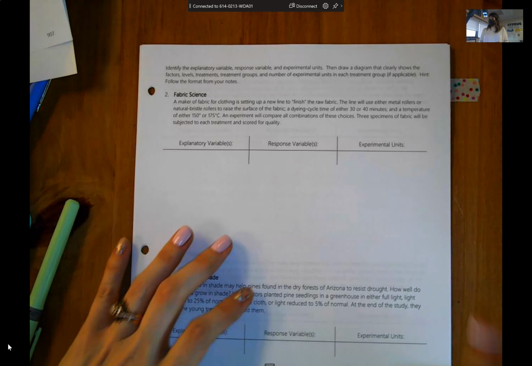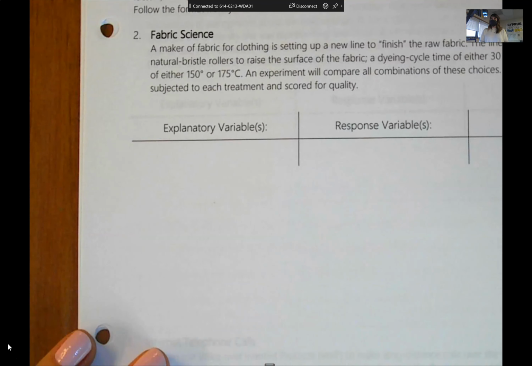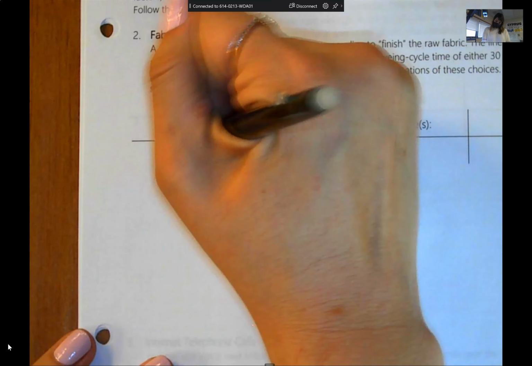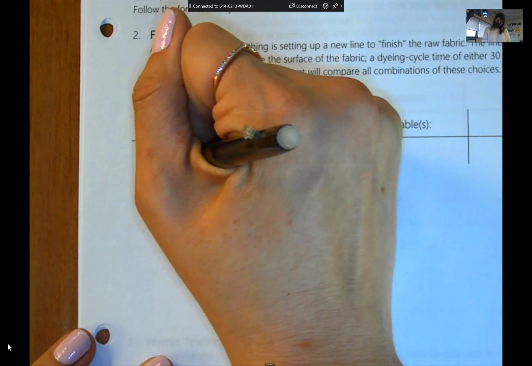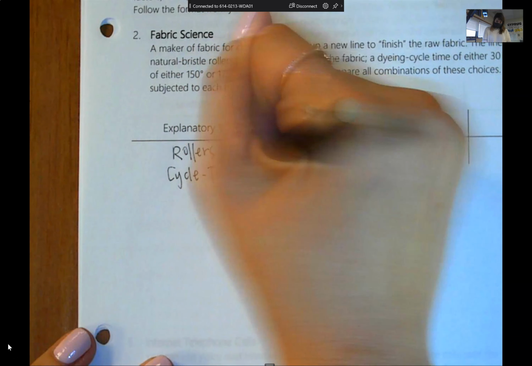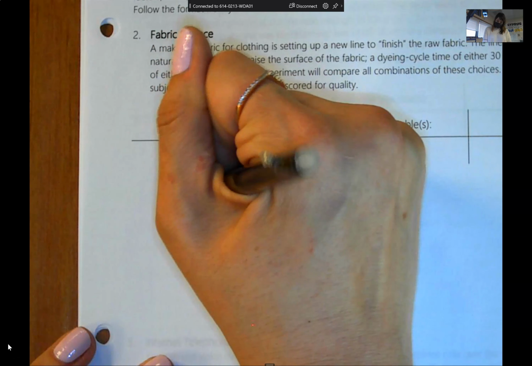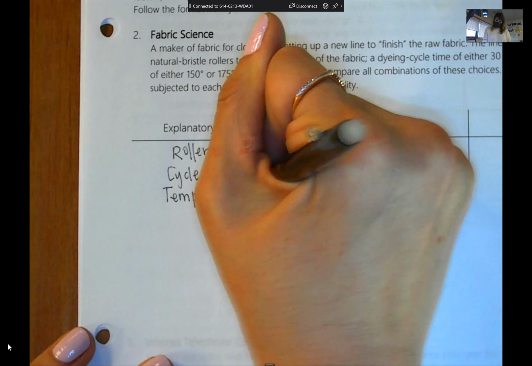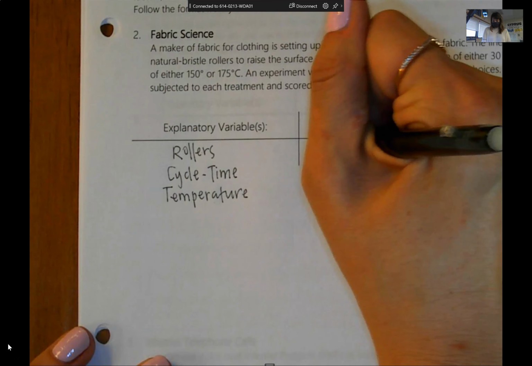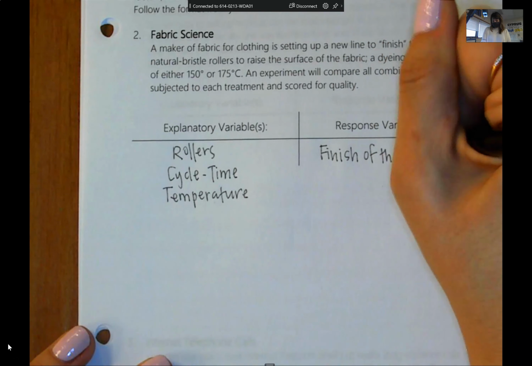Okay, explanatory variable. This time there are three factors. You have the type of roller, you have the cycle time, and you have the temperature. What we're going to measure is the finish of the fabric.